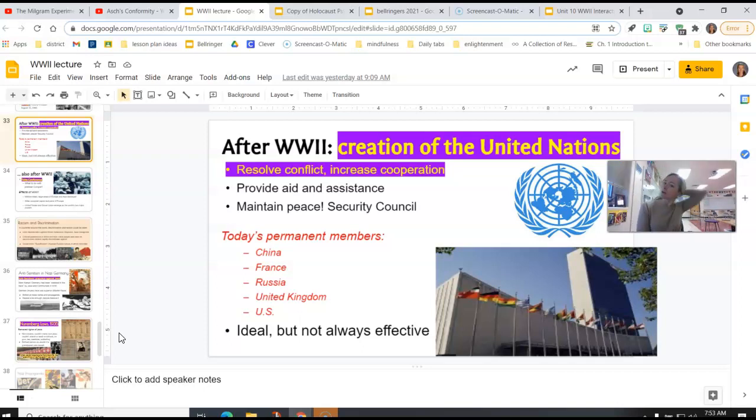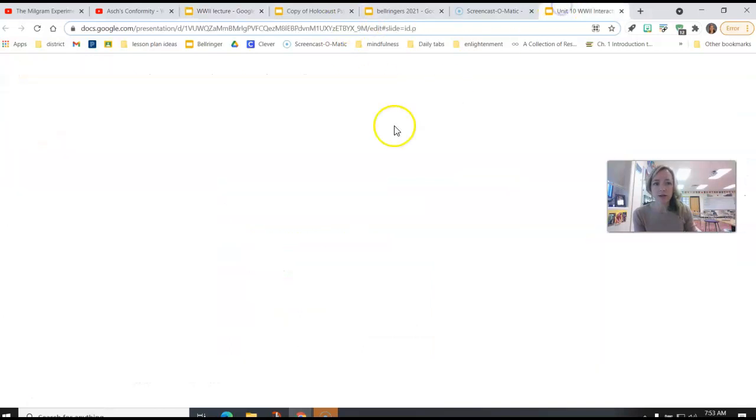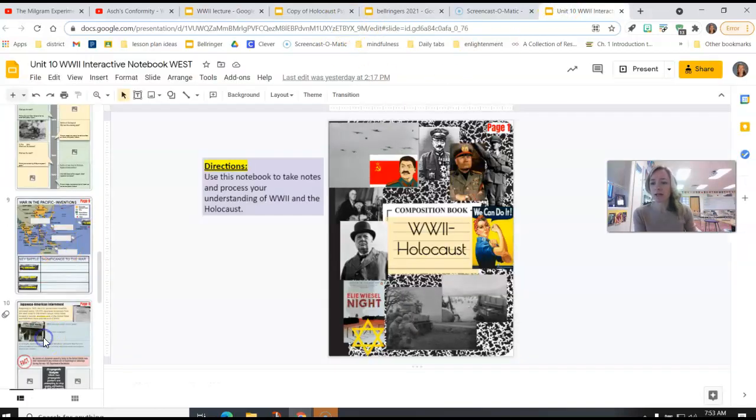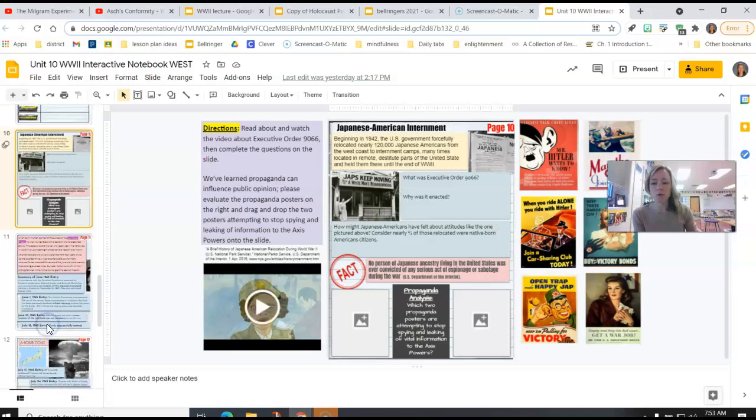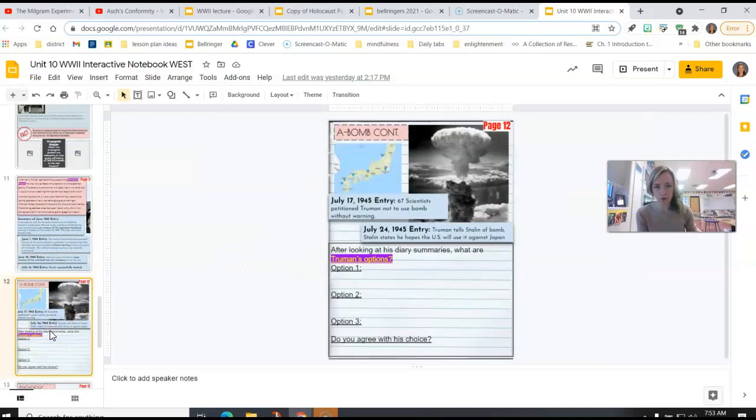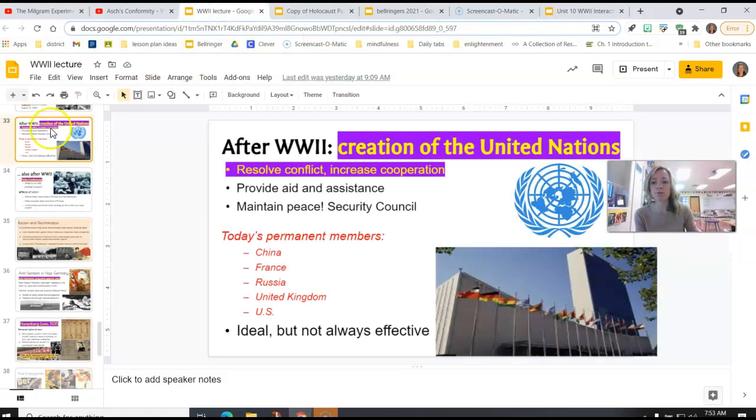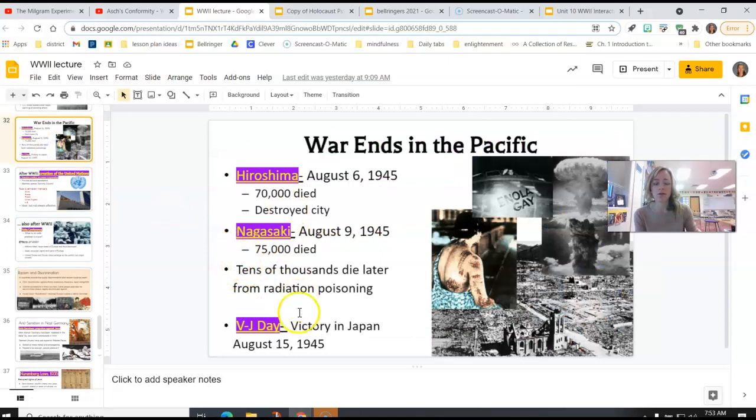So last time we talked about Harry S. Truman and his decision to drop the atomic bomb. You completed slides 11 and 12 in your interactive notebook. They suggested that Truman's options were dropping the bomb with warning, dropping the bomb without warning, or invading Japan. As we know, he chose dropping the bomb without warning. This will end World War II when the Japanese finally surrender on August 15th, 1945.